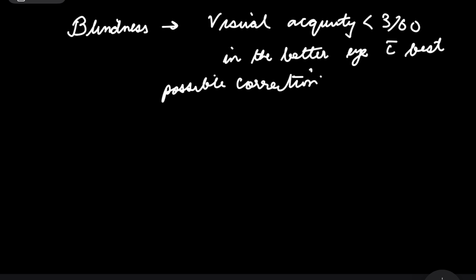So actually, this definition will be a lot clearer to you once we talk about optics. Optics is a huge topic within ophthalmology, and we'll be dealing with that. Basically, it will deal with how our eyes work. So visual acuity and the different tests for checking visual acuity and all of that will be discussed over there. But basically, visual acuity of less than 3/60 in the better eye with best possible correction. So even after best possible correction, the visual acuity remains less than 3/60.